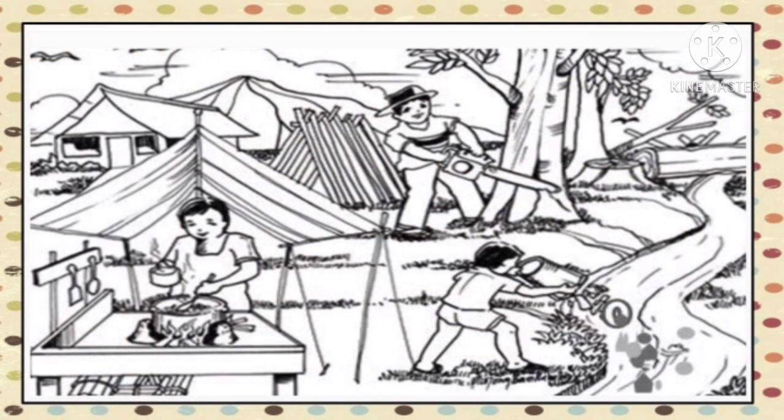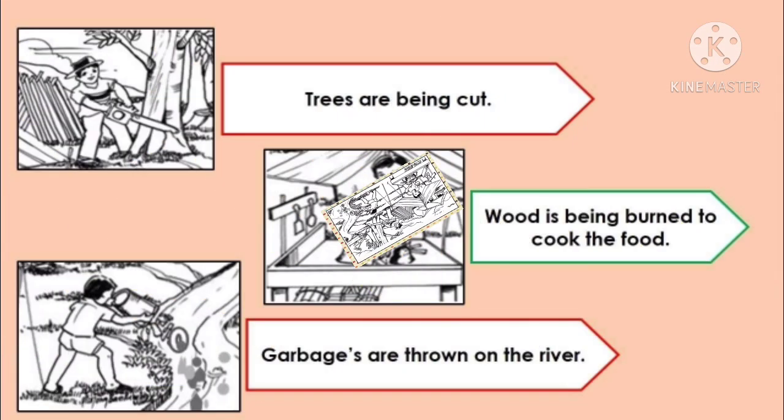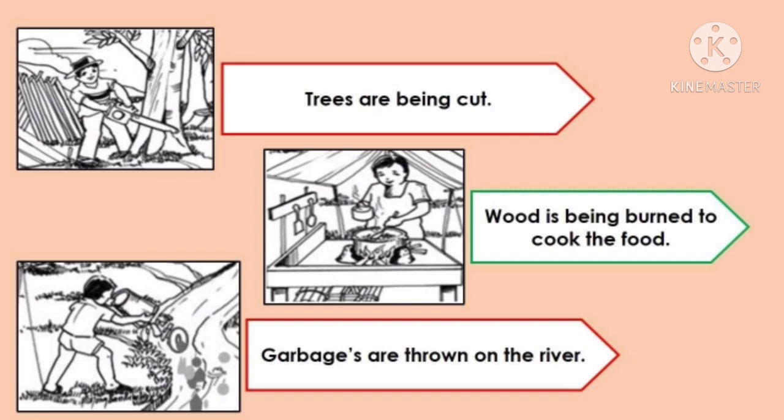Look at our illustration here. Observe it carefully. What do you think they are doing? Alright, so in the picture you can see a man cutting down a tree, a woman cooking food using firewood, and a young boy throwing garbage on the river. What can you say about their activities? Is it useful or is it harmful? Well, that is what we are going to find out through our discussion.